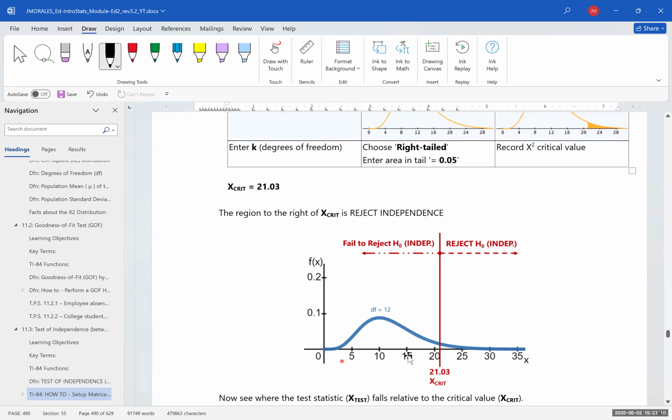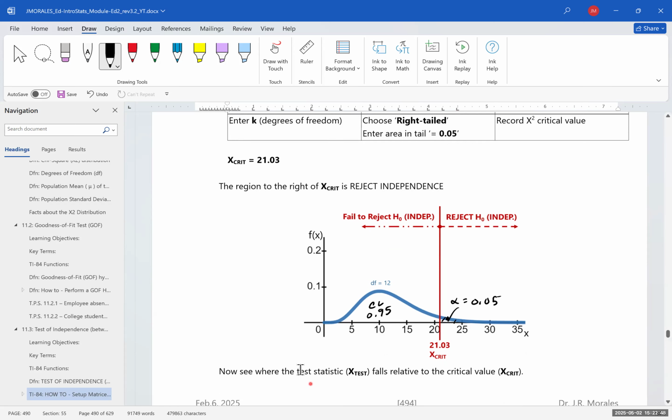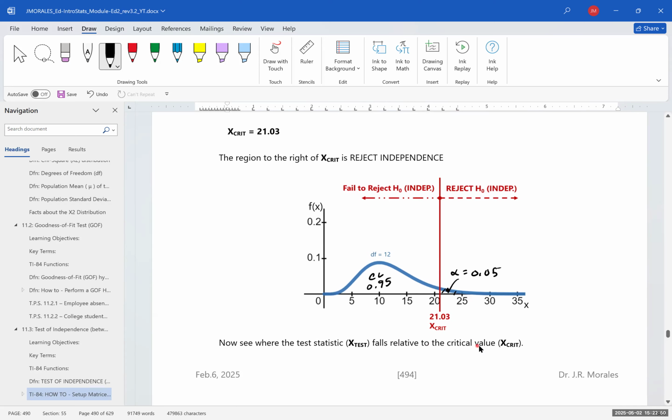So what we've got is our chi-squared distribution. This is actually what the shape of it looks like with 12 degrees of freedom. And our critical value was 21.03. The region above the critical value is our reject the null, and the other region below is the fail to reject. So I guess it would be worthwhile just to put significance level of 0.05. That's that area, and this is the confidence level, which is 0.95. Okay, so now let's see where the test statistic falls relative to the critical value.